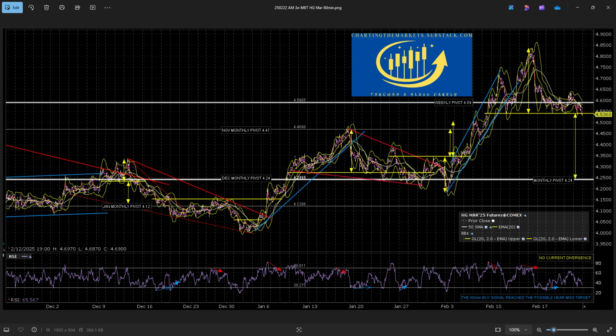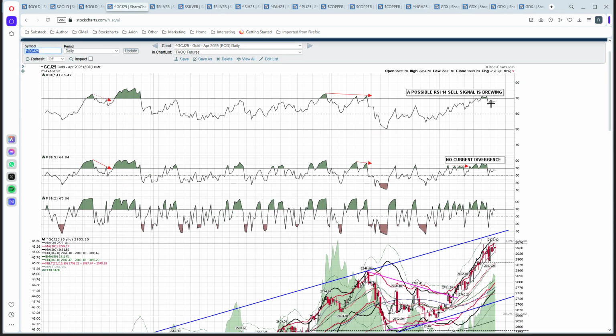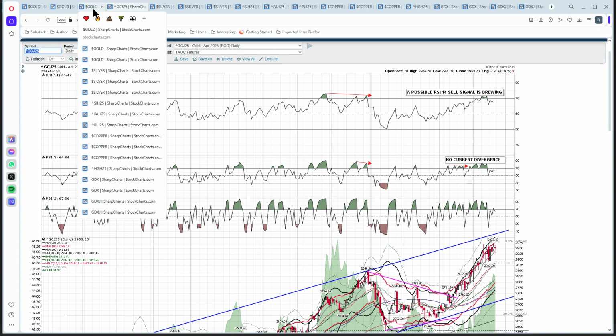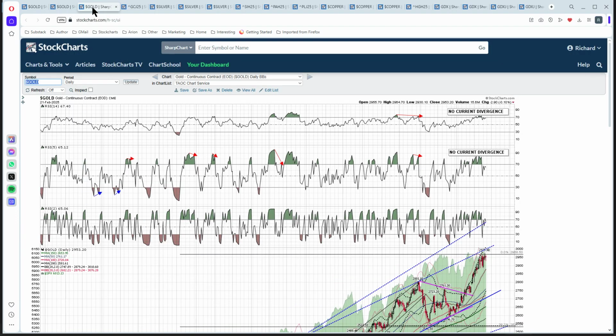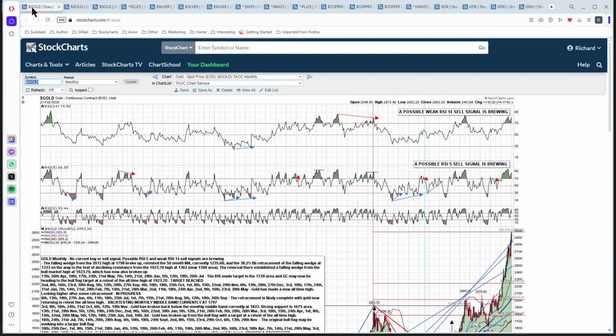All right, let's have a look at those on the bigger picture charts. And on GC, we've got a possible RSI 14 sell signal brewing now on the daily. We've got a lovely looking double top, and we're just below the psychological 3,000 level. This wouldn't be a bad time to be seeing a retracement. On the weekly chart, we've got a possible RSI 14 sell signal brewing. I'm liking a bit of retracement here. On the monthly, we've got it as well.